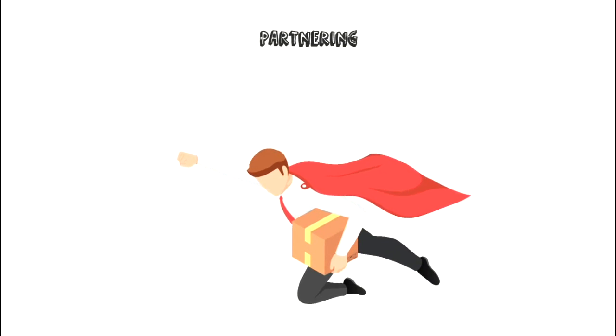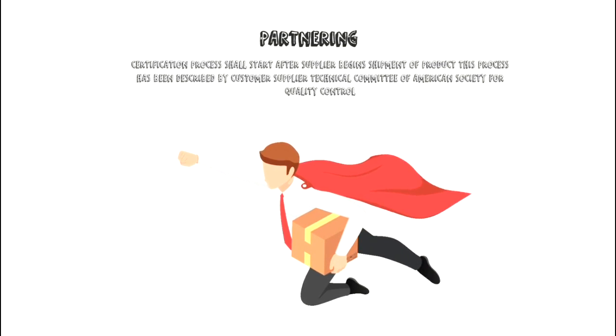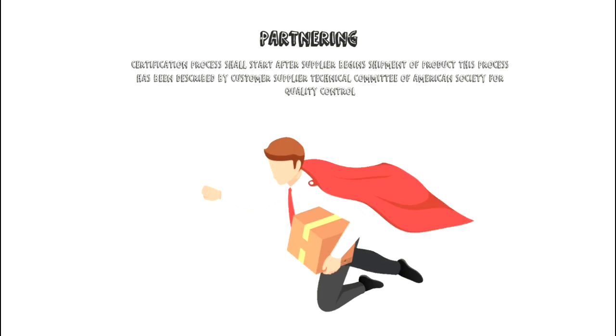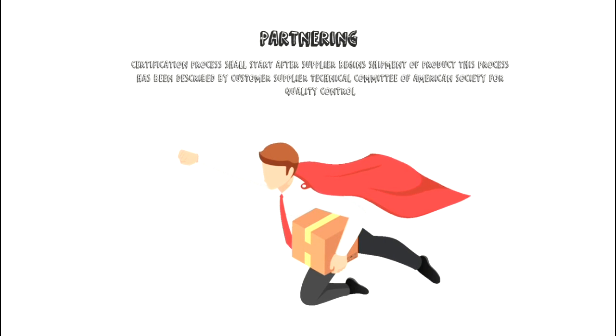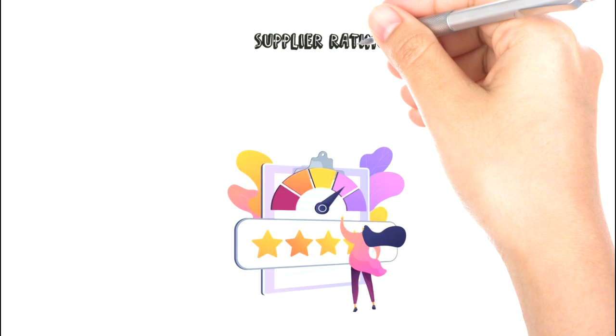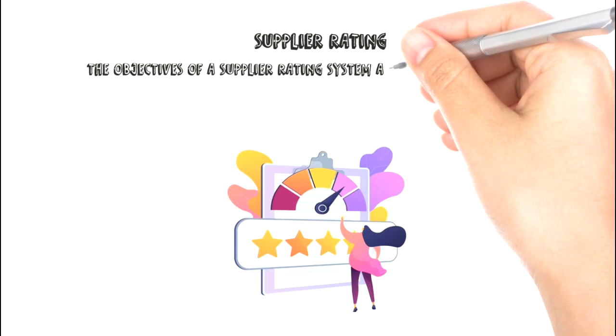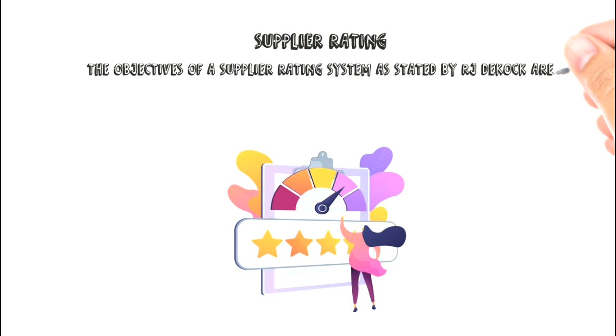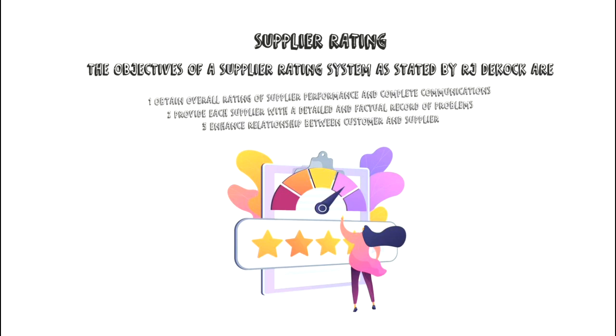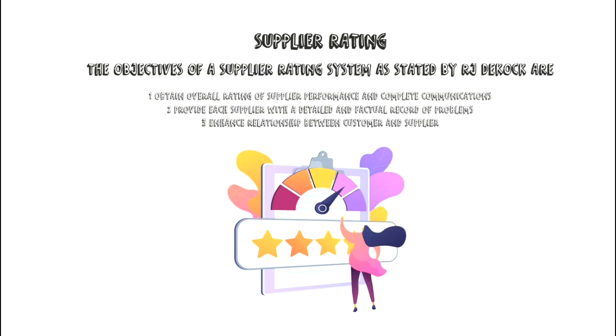Next is supplier certification. The certification process shall start after the supplier begins shipment of product. This process has been described by the Customer or Supplier Technical Committee of the American Society for Quality Control. Next is supplier rating. The objectives of a supplier rating system, as stated by R.J. DeCock, are the following. Number 1, obtain overall rating of supplier performance and complete communications. Number 2, provide each supplier with a detailed and factual record of problems. And number 3, enhance relationship between customer and supplier.